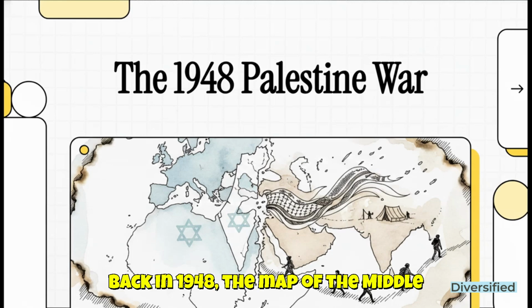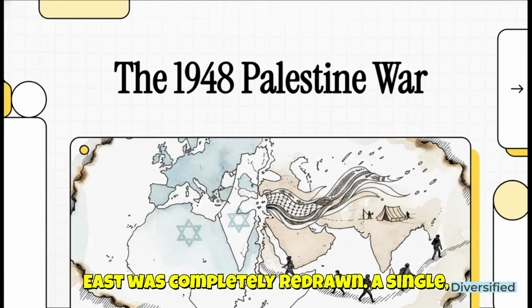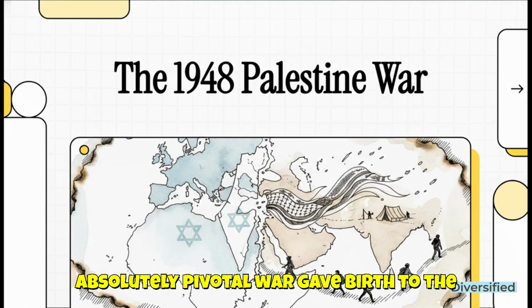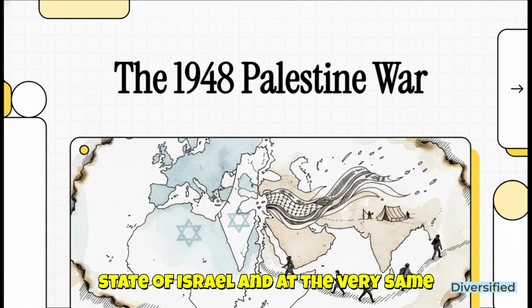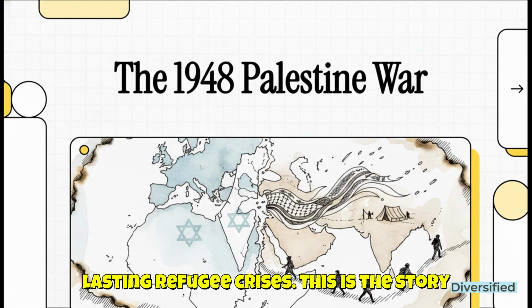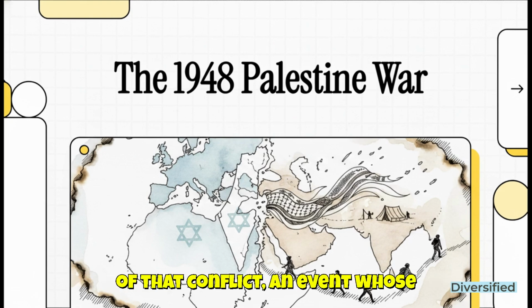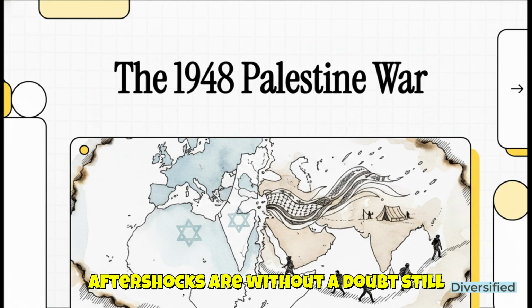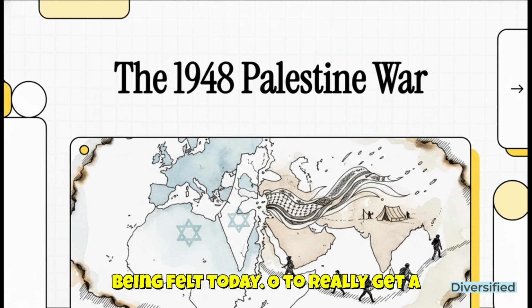Back in 1948, the map of the Middle East was completely redrawn. A single, absolutely pivotal war gave birth to the State of Israel, and at the very same time, created one of the world's most long-lasting refugee crises. This is the story of that conflict, an event whose aftershocks are, without a doubt, still being felt today.